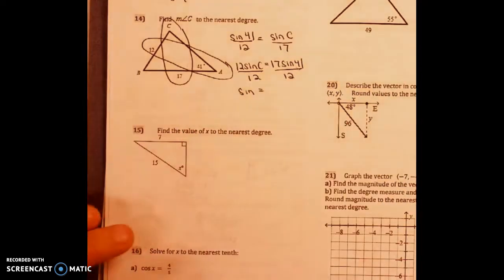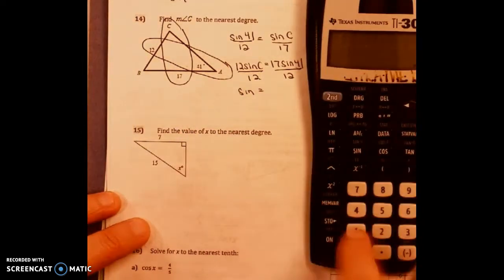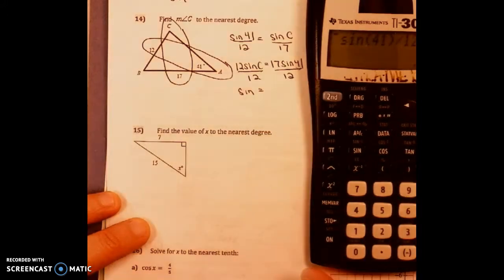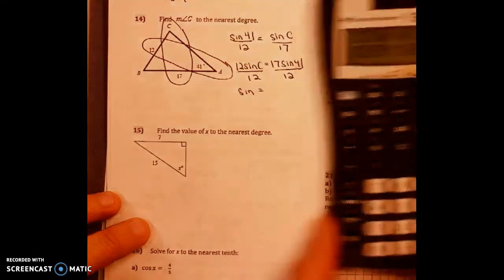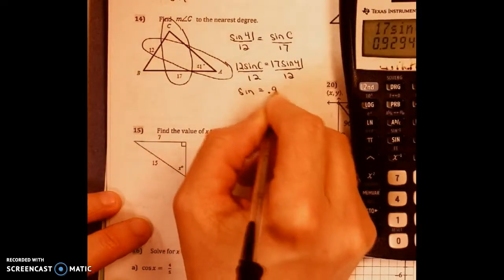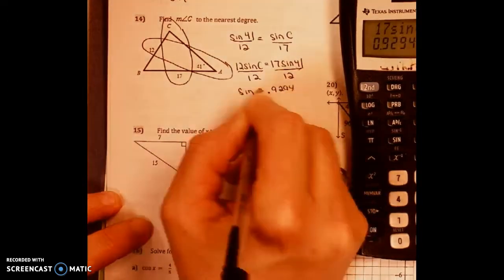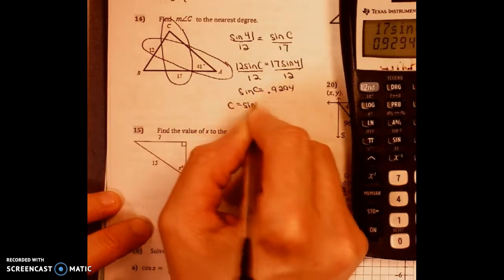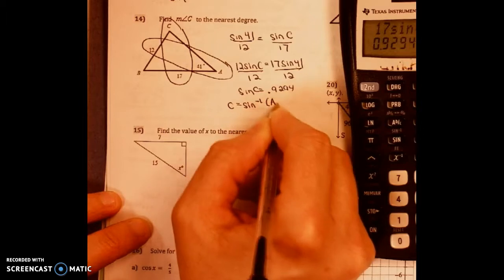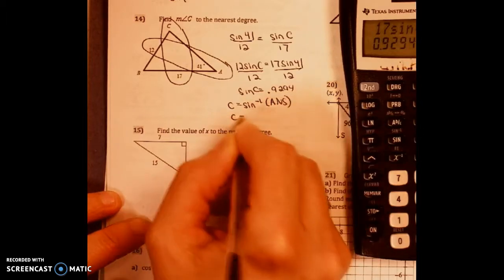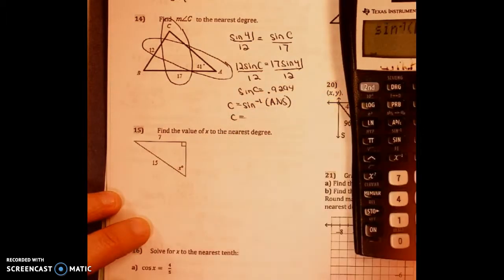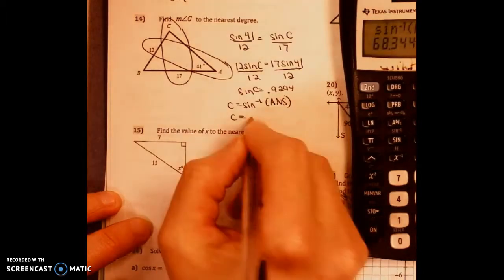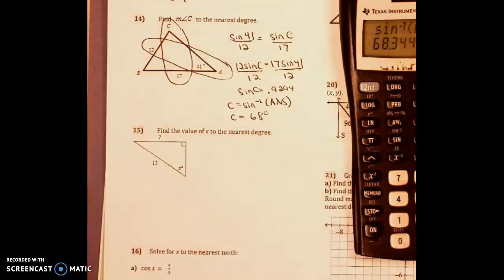I'm going to plug all of that into my calculator. .9294. And again, I'm looking for an angle, so that means C is equal to the inverse of .9294, or the inverse of that answer. And we end up with a 68-degree angle.